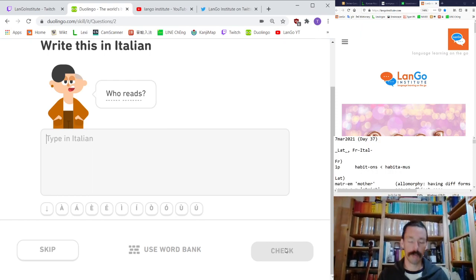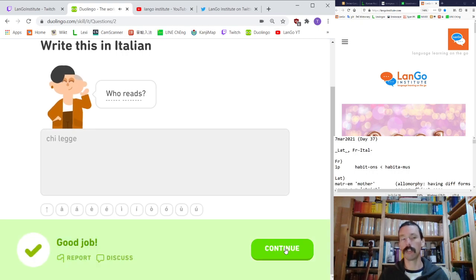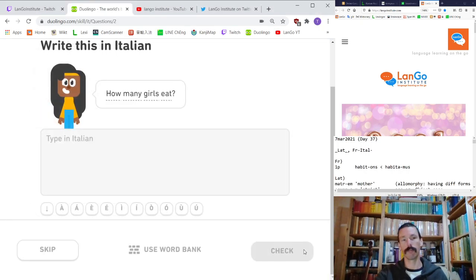Who reads? Who's going to be chi? Reads, legge. Chi sounds just like the French cognate, the related word, the corresponding one for who, though it's all spelled differently. And the Spanish one, quien. They're all related words, essentially the same word. How many girls eat? Okay, it's going to be quante, because it's feminine plural.